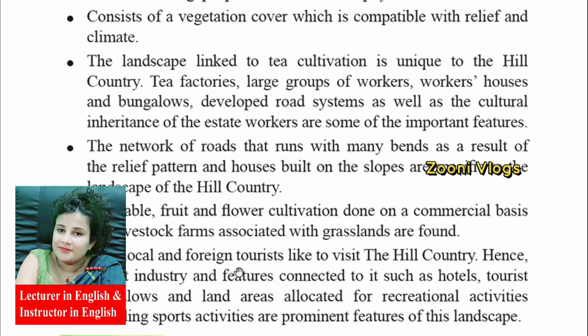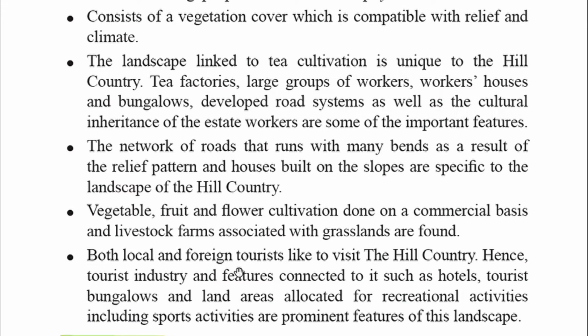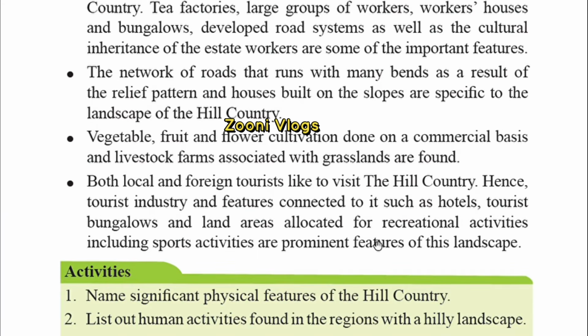And the relief pattern and houses built on the slopes are specific to the landscape of the hill country. Vegetable, fruit and flower cultivation done on a commercial basis, and livestock farms associated with grasslands are found. You can see a lot of vegetable cultivation in the hill country, and fruit and flower cultivation done on a commercial basis. Livestock farms associated with grasslands are found. If you visit these areas after this COVID pandemic situation, you can have a nice idea about the hilly region.